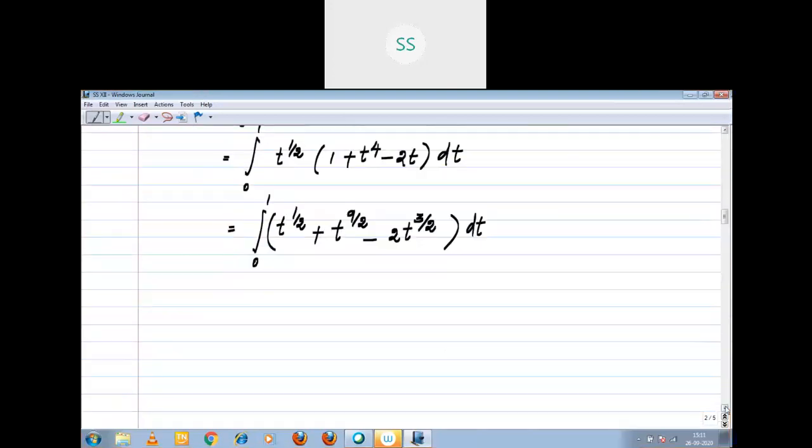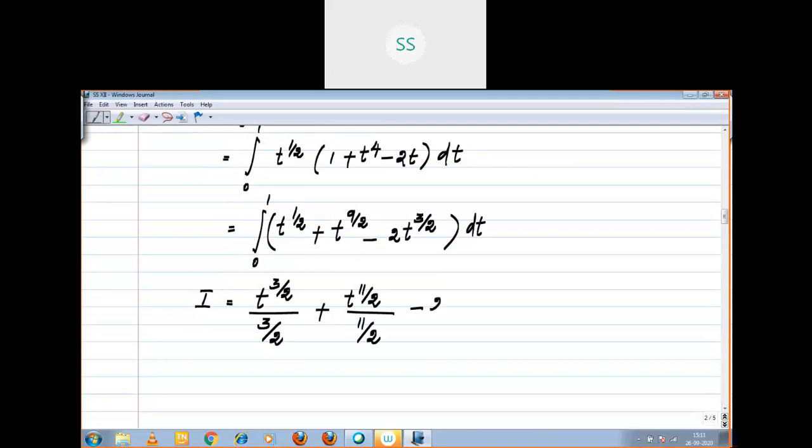When I integrate t power 1 by 2, what can I get? I get t power 3 by 2 divided by 3 by 2. Next, when I integrate t power 9 by 2, I get t power 11 by 2 divided by 11 by 2, minus 2 into t power 3 by 2. When I integrate t power 3 by 2, it will give you t power 5 by 2, right?